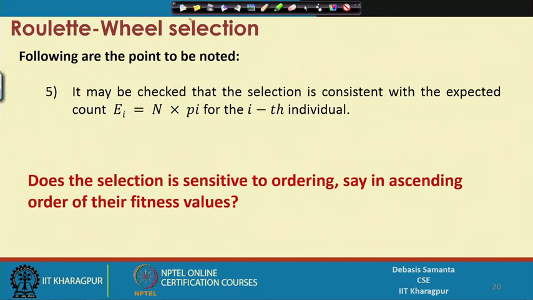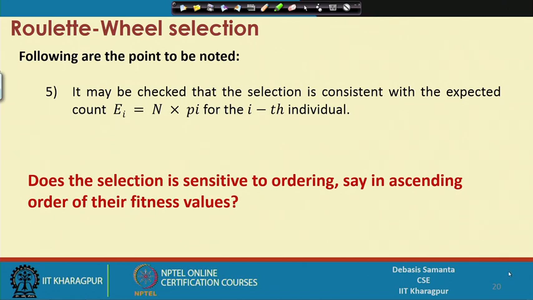Now, this idea is basically the idea about the roulette wheel scheme. So in the roulette wheel scheme, the tally mark that we have used is basically counting the expected count for each individual. So it is basically n multiplied by p_i.